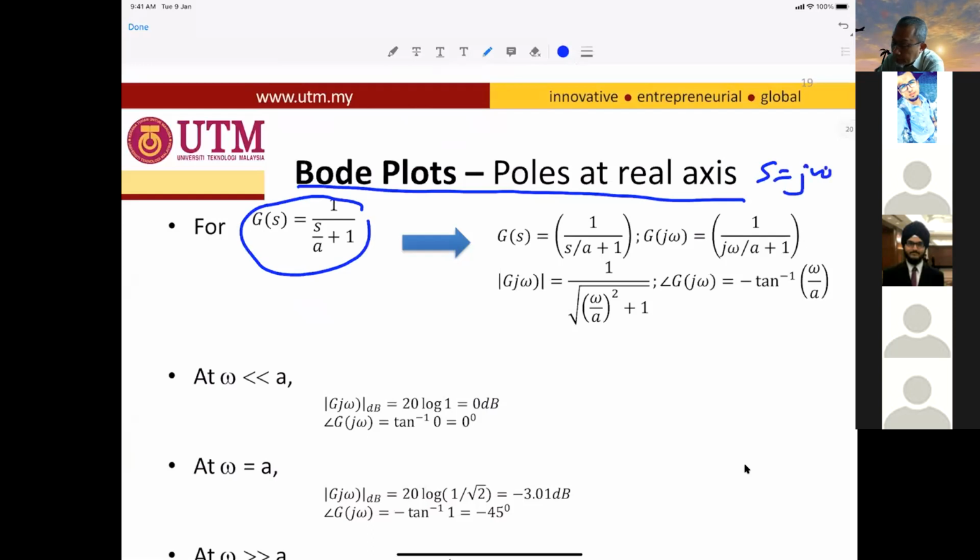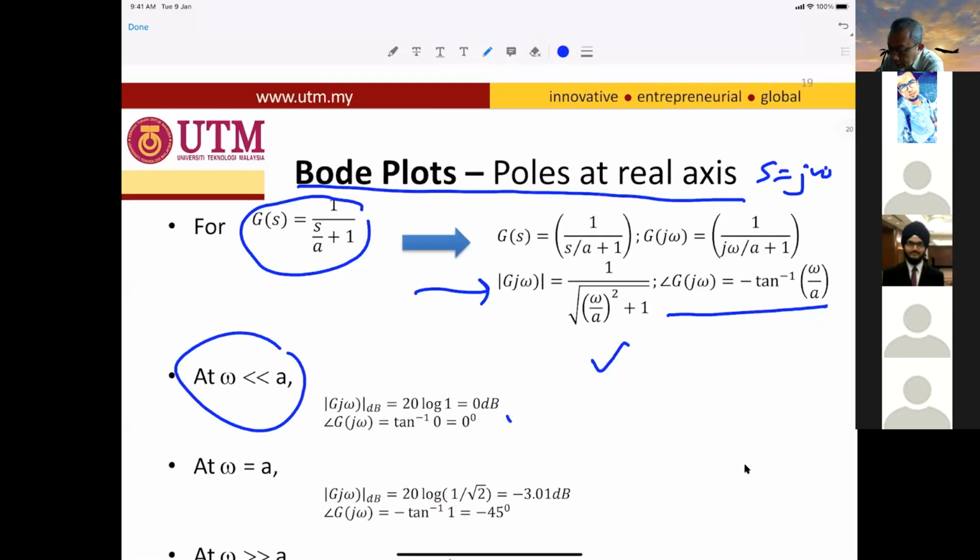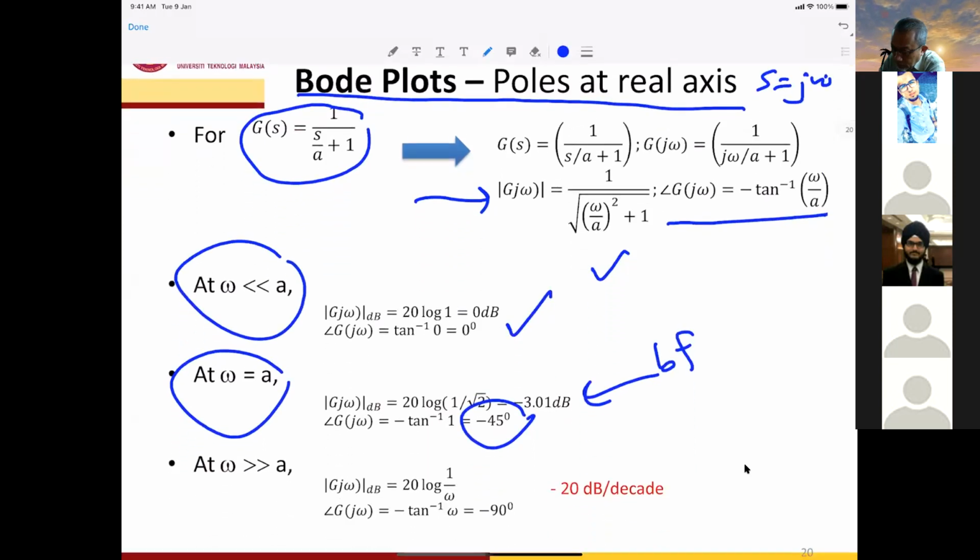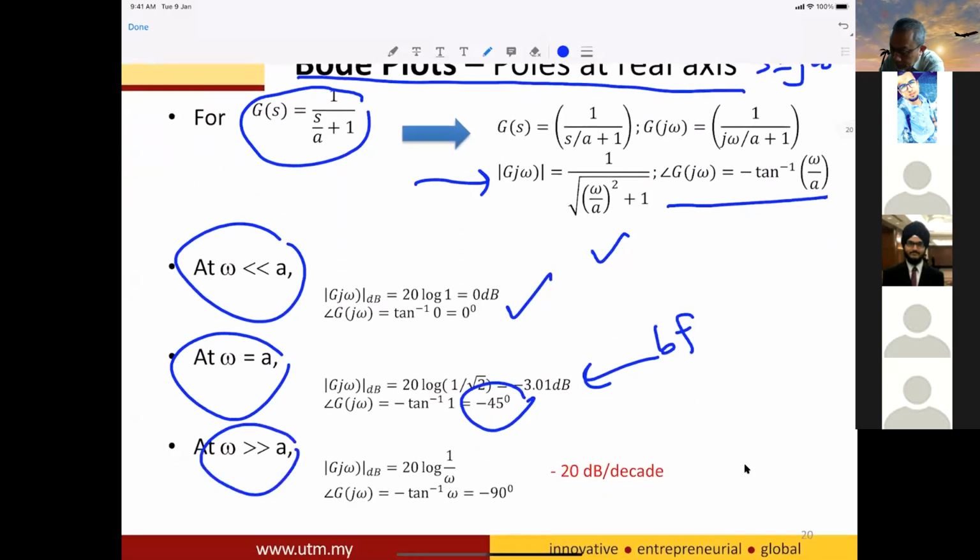Then we find the magnitude. This is the magnitude, 1 over the square root of (omega divided by a) squared plus 1. And the phase is minus arctangent of omega divided by a. At low frequency, omega less than a, it is 0 degrees, and at omega equal to a it is minus 45 degrees, which is the break frequency. At the highest frequency, omega greater than a, it is minus 90 degrees.